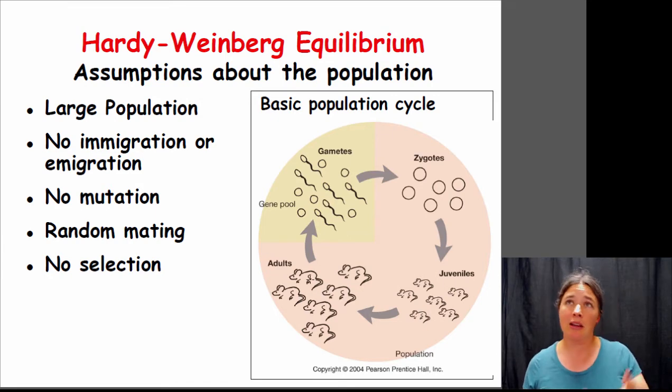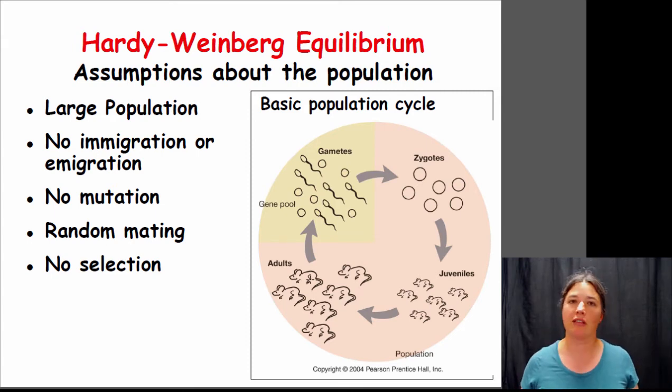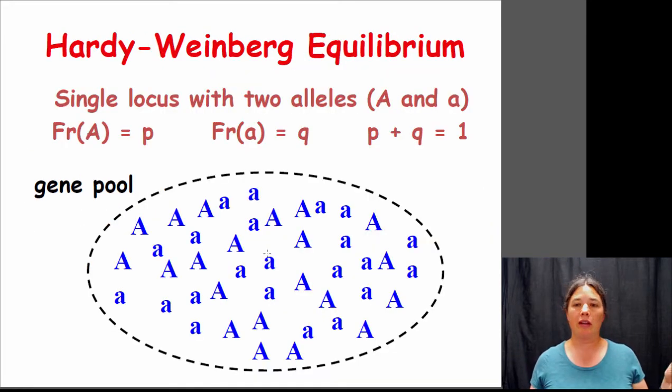No. I mean, in the real world, there's always mutation. You never have an infinitely large population, and you almost always have some sort of selection going on of one form or another. So in the real world, these aren't necessarily met, but this gives us the model in which to build our predictions about what is happening when there's nothing interesting going on. So these are all the interesting things that could go on, and we're going to build a model of when nothing interesting is going on, okay? All right, so here's our population.